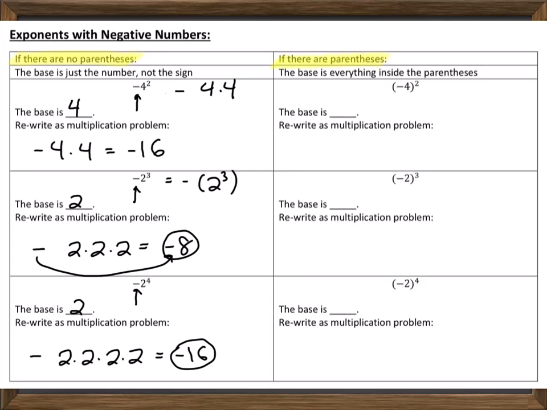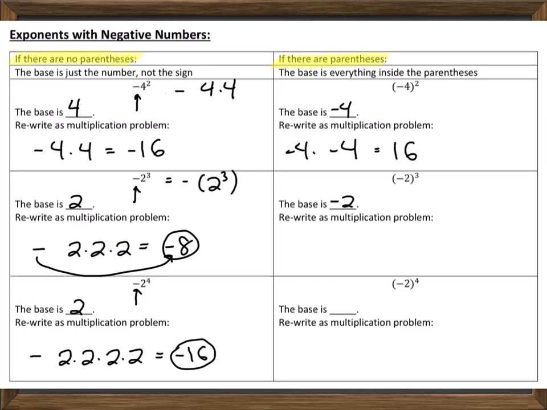Okay, so let's look at this other column. What if there are parentheses? In this case, what's getting invited to the party? What's getting squared? Well, negative 4. The whole thing is enveloped in a set of parentheses. So we're going to have negative 4 times negative 4, and that's going to give me positive 16. Again, the parentheses are indicating that this whole thing, not just the 4 but the negative 4, is what's getting duplicated.